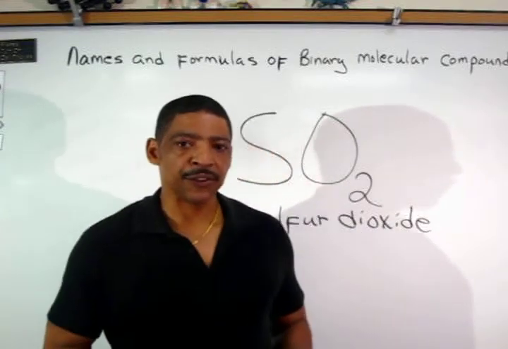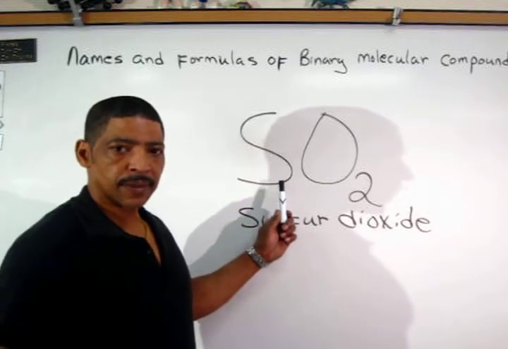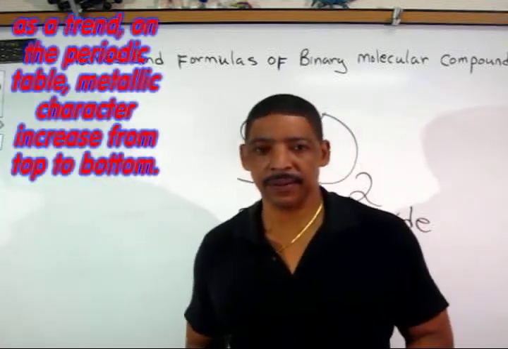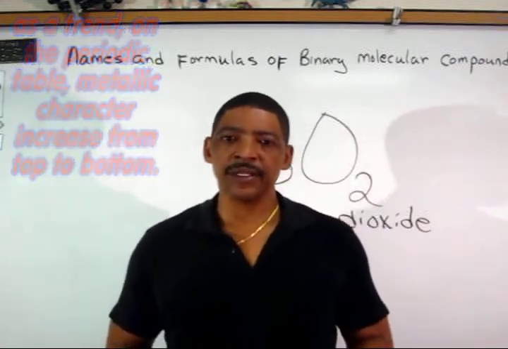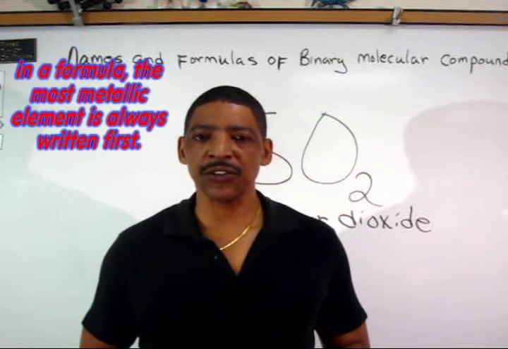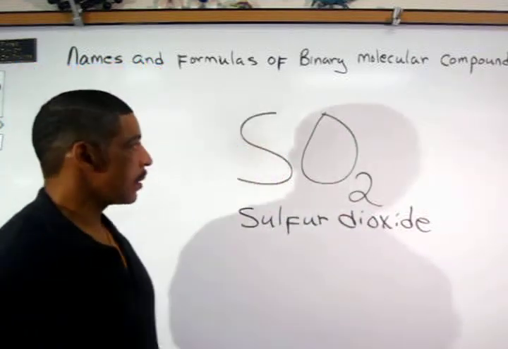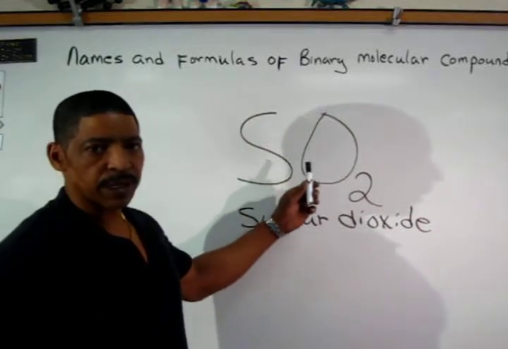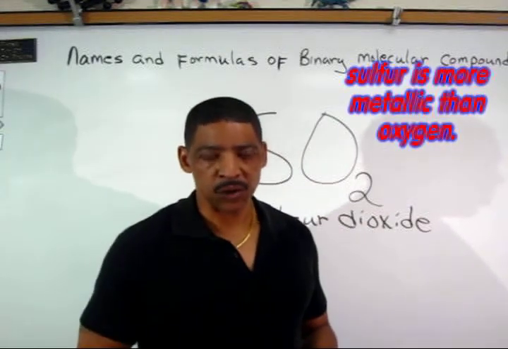When writing the formula for sulfur dioxide, the sulfur is written first. Sulfur and oxygen are in the same group on the periodic table. When writing formulas for compounds in which the elements are in the same group, the element furthest down or closest to the bottom of the group will be written first. In group 6, sulfur is lower in the group than oxygen. Therefore, in this formula, sulfur will be written first.